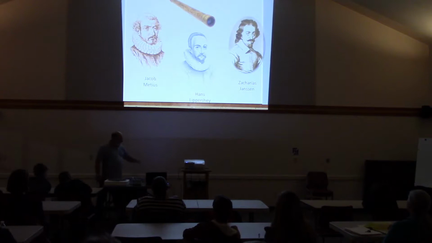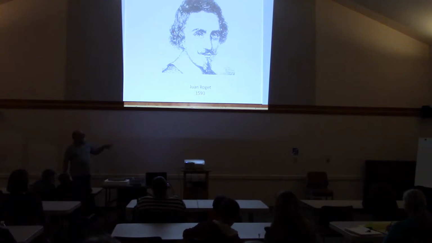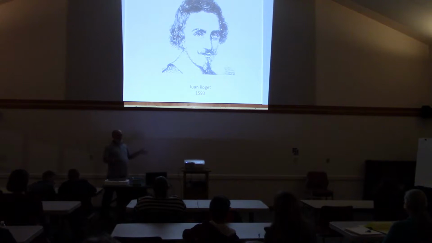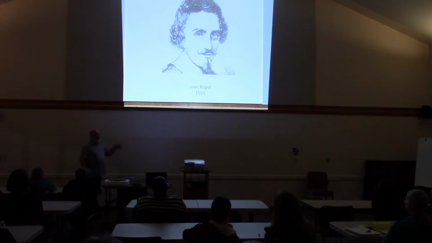And what they didn't realize was Juan Roger, who was a Frenchman living in Spain, in 1593 bequeathed to his wife a telescope decorated in brass for a long sight. So obviously in Spain, they had them 20 years before anybody knew about it in the Netherlands.